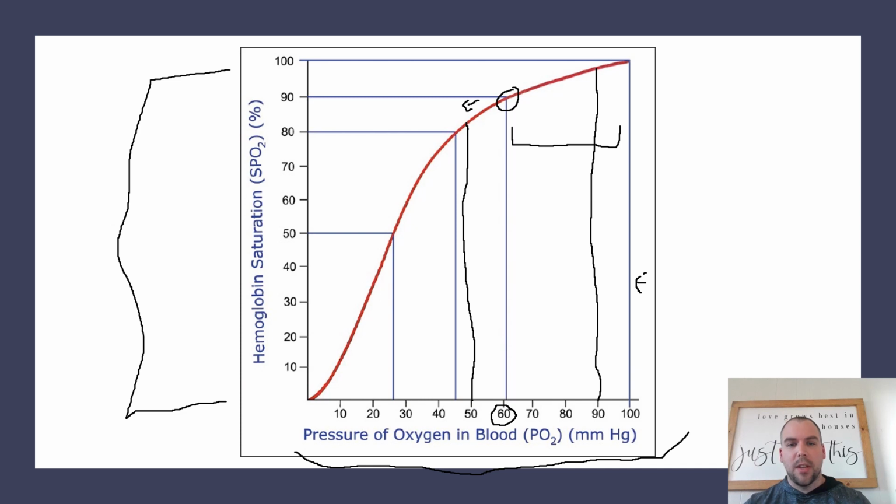That's super significant because that drastic drop in the curve continues, meaning the lower your PaO2 gets under 60 millimeters of mercury, the quicker your oxygen saturation is going to fall. All this means is that you are going downhill in a hurry.